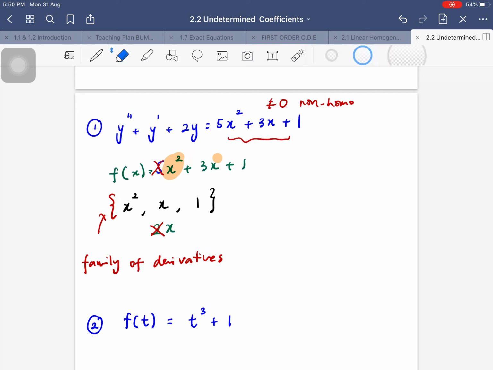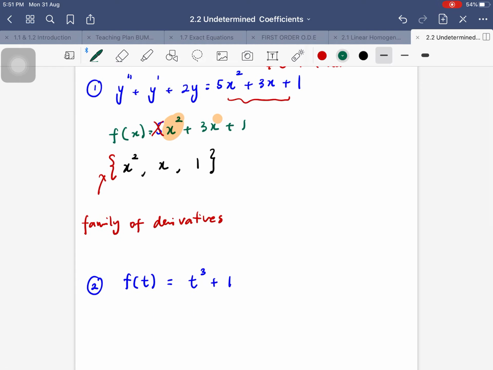Okay, so the next thing that we're going to do is we're going to create a linear combination of this. So how do I create a linear combination? All I have to do is, for each of these elements in my family of derivative, I'm going to multiply that by a constant. Okay, for example, for x squared, I'm going to multiply this by constant c, this one by constant d, this one by a constant e, and all I have to do is add them up together.